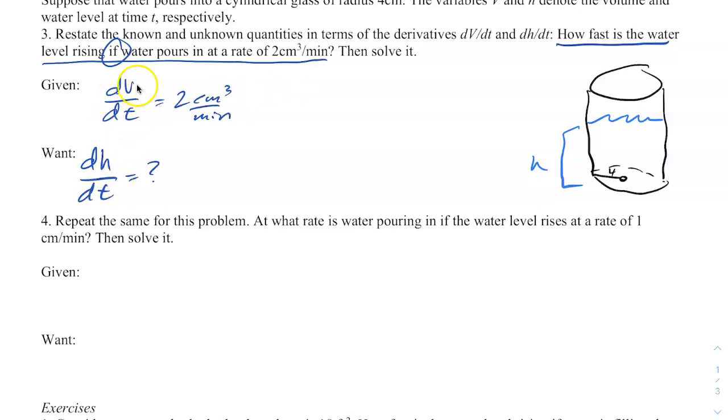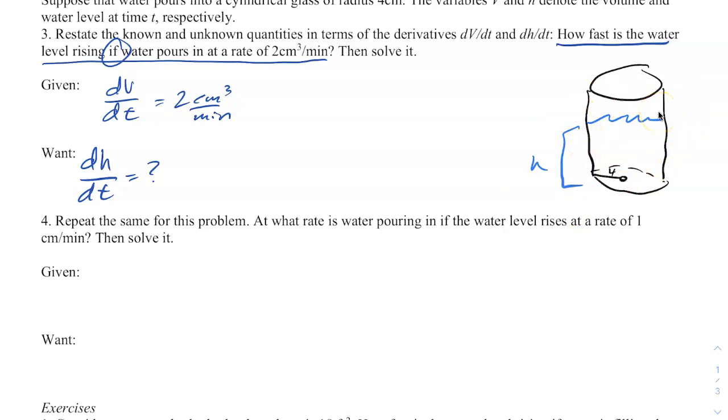So that's our relationship. That's what we're given. That's what we want. So I need to find an equation that relates these two. That's the whole point of related rates, right? I've got to relate these two things using an equation. Well, we have a cylinder, so it's probably just the volume of the cylinder.